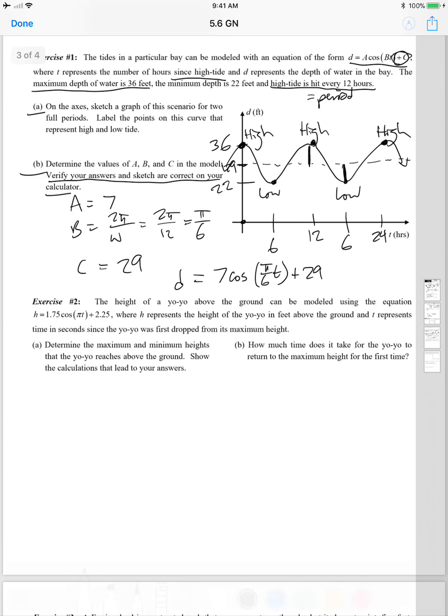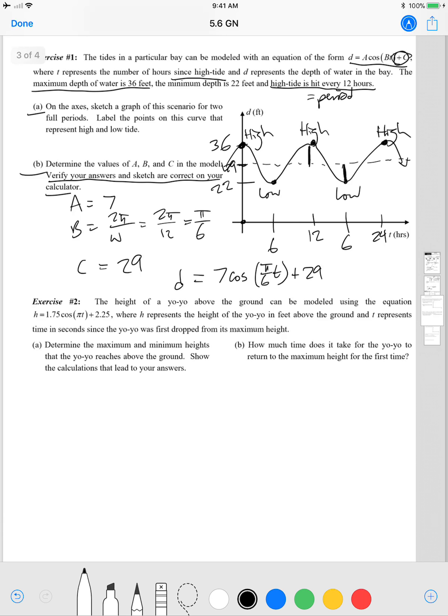The height of a yo-yo above the ground can be modeled using the equation, I don't feel like reading it, where h represents the height of the yo-yo in feet above the ground, and t represents time in seconds since the yo-yo was first dropped from its maximum height. So we want to know the maximum and minimum heights that the yo-yo reaches above the ground. This is a lot easier than you might think. Max and min for a cosine graph or a sine graph, well, it's either the very top of a wave or the very bottom of the wave.